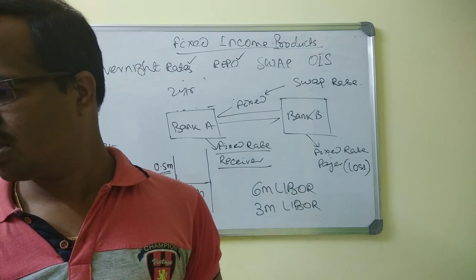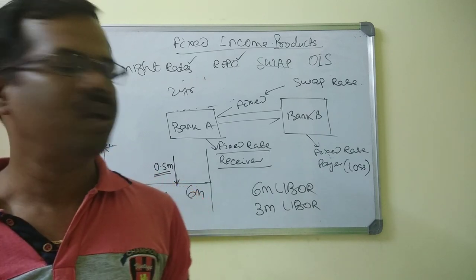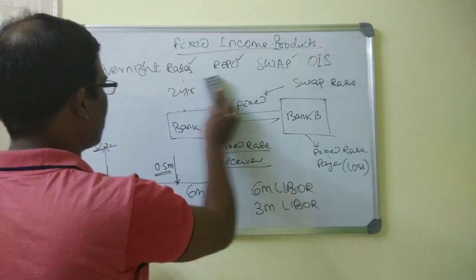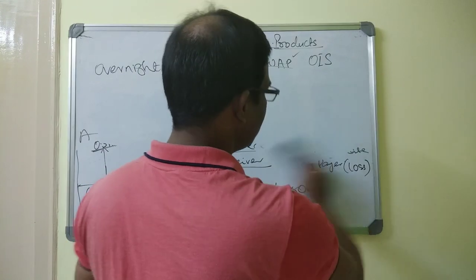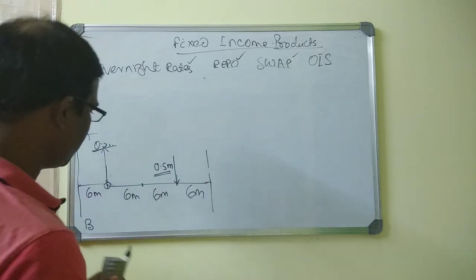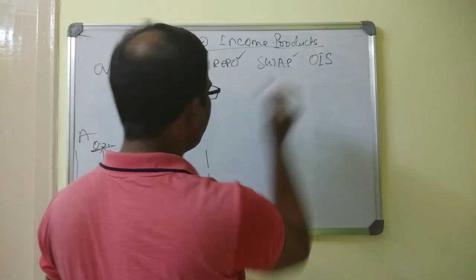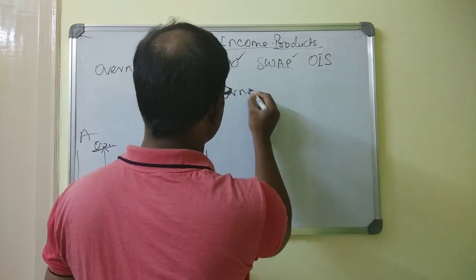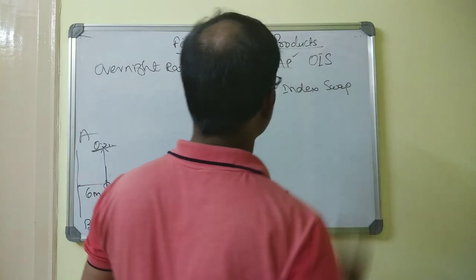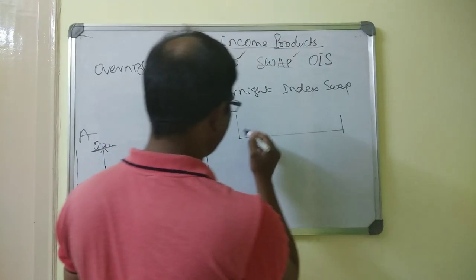Today we have come to an end. Next time we will discuss OIS, overnight index swap, which is an extension of swap. In a swap, we saw that the intermediate cash flows happen after a certain period of time, but in case of an overnight index swap, the interest rates are effective from every day changes.